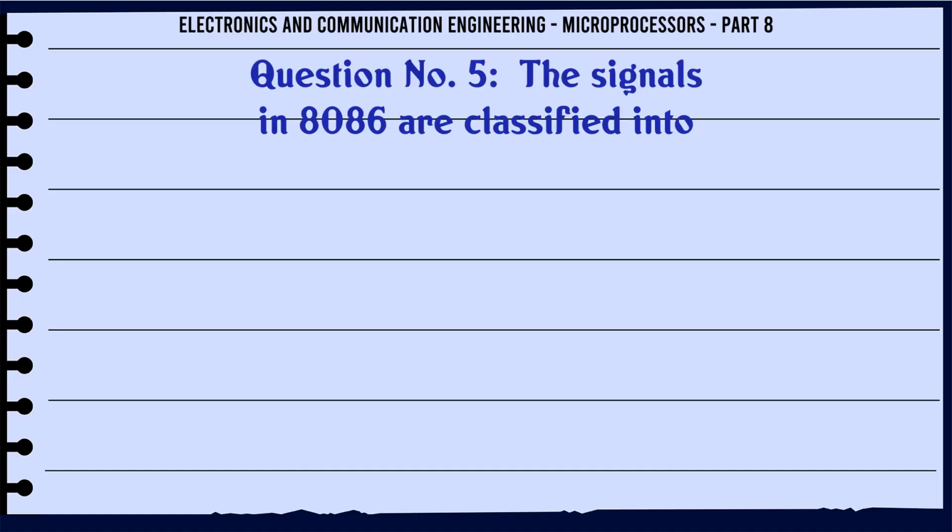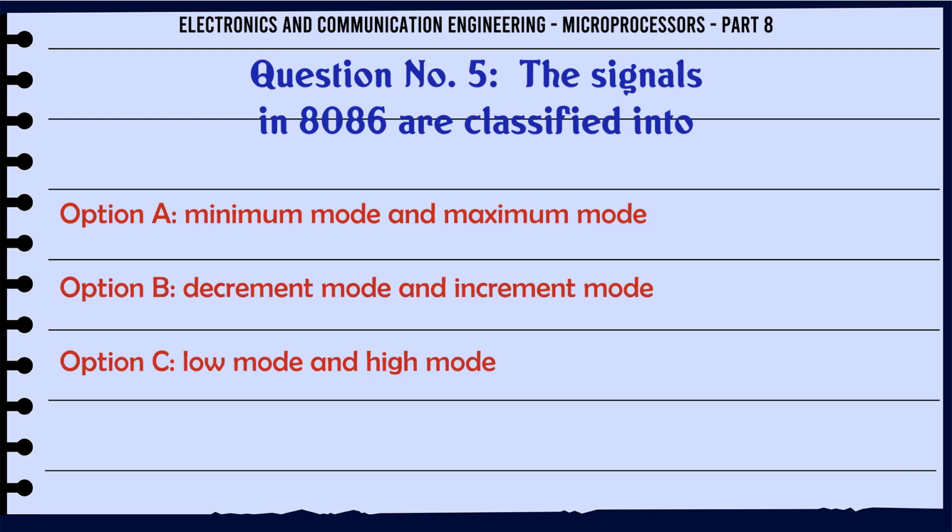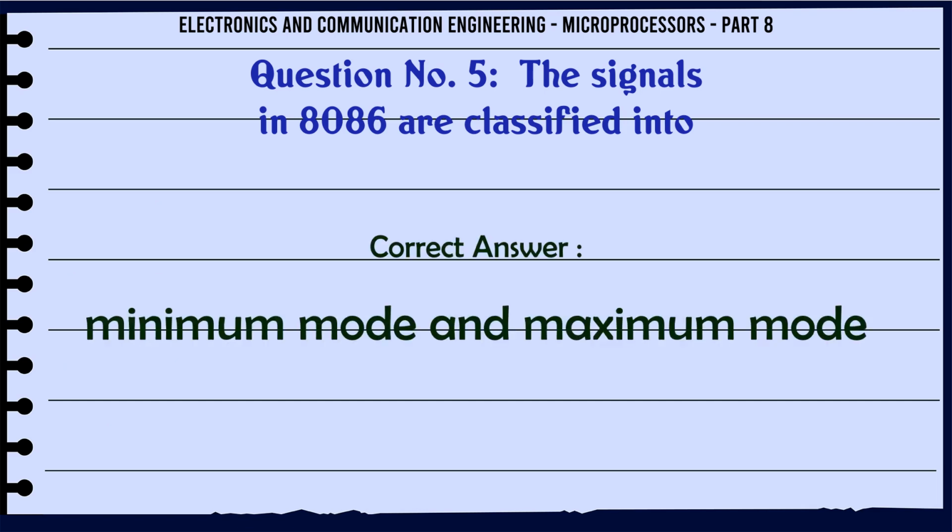The signals in 8086 are classified into: A, minimum mode and maximum mode; B, decrement mode and increment mode; C, low mode and high mode; D, none of the above. The correct answer is minimum mode and maximum mode.